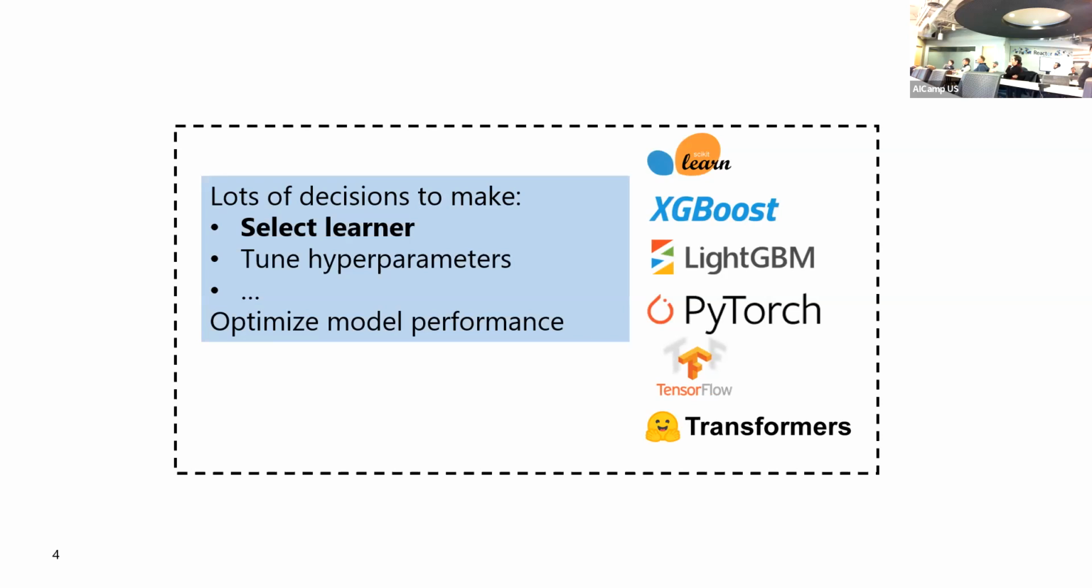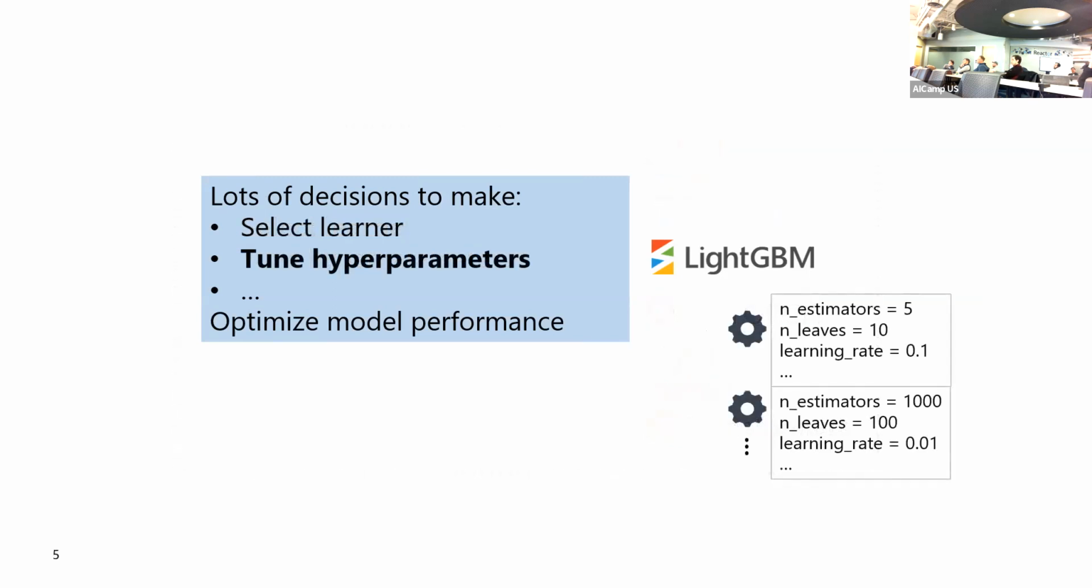For example, they need to choose the right machine learning model, well implemented in a machine learning library, to perform the training for their data and their tasks. There are many machine learning libraries like scikit-learn, XGBoost, LightGBM, PyTorch, transformers. Each of them offers many knobs to tune to optimize the model performance. For example, for LightGBM, which is a library for gradient boosted trees, we need to choose the number of estimators, number of leaves, learning rate, etc.